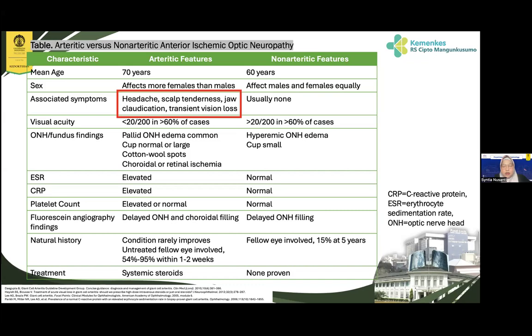From the laboratory, we can see that the C-reactive protein and the erythrocyte sedimentation rate will be elevated in the arteritic type, while in the non-arteritic they are usually normal. And regarding natural history, the arteritic form rarely improves, and the untreated fellow eye will be involved within 1 to 2 weeks. In non-arteritic, the fellow eye will be involved in 50% within 5 years.